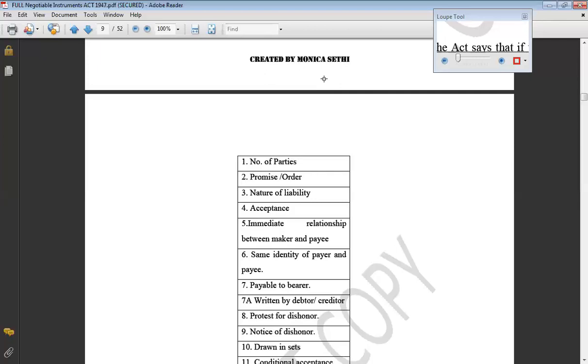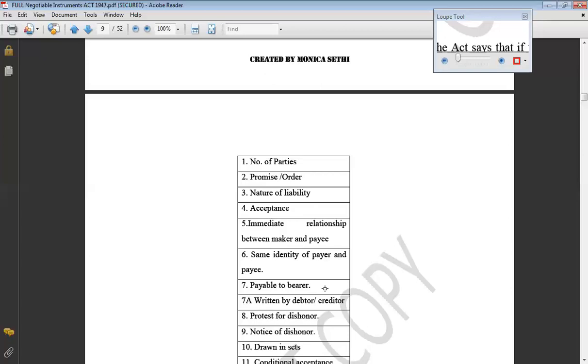Sixth, same identity of drawer and payee. In case of bill of exchange, I told you that the drawer can order the drawee to make payment to the drawer himself. That means the drawer and the payee are one and the same person. That can happen only in case of bill of exchange, because in case of promissory note, the maker and payee are always separate persons. Payable to bearer. The bill of exchange can be made payable to bearer, but the promissory note can never be made payable to bearer.